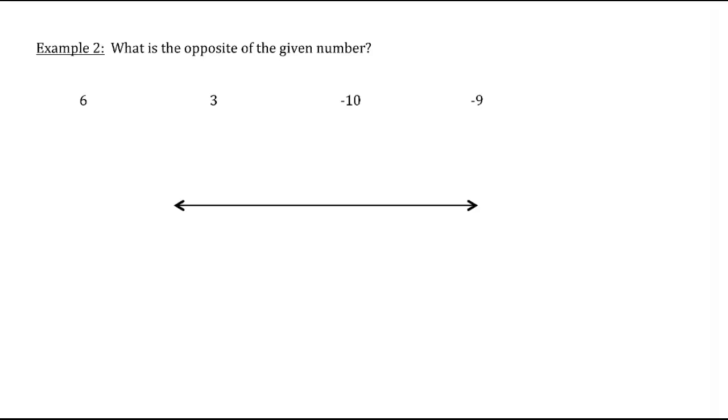Let's look at example 2. What are the opposites of the given numbers? If I put 0 in the middle of this number line here, then 6 might land somewhere over here to the right. The opposite of 6 then would be the mirror image of 6 on the other side of the number line. In other words, instead of going 6 units to the right, I go 6 units to the left to get to -6. So the opposite of +6 is -6.